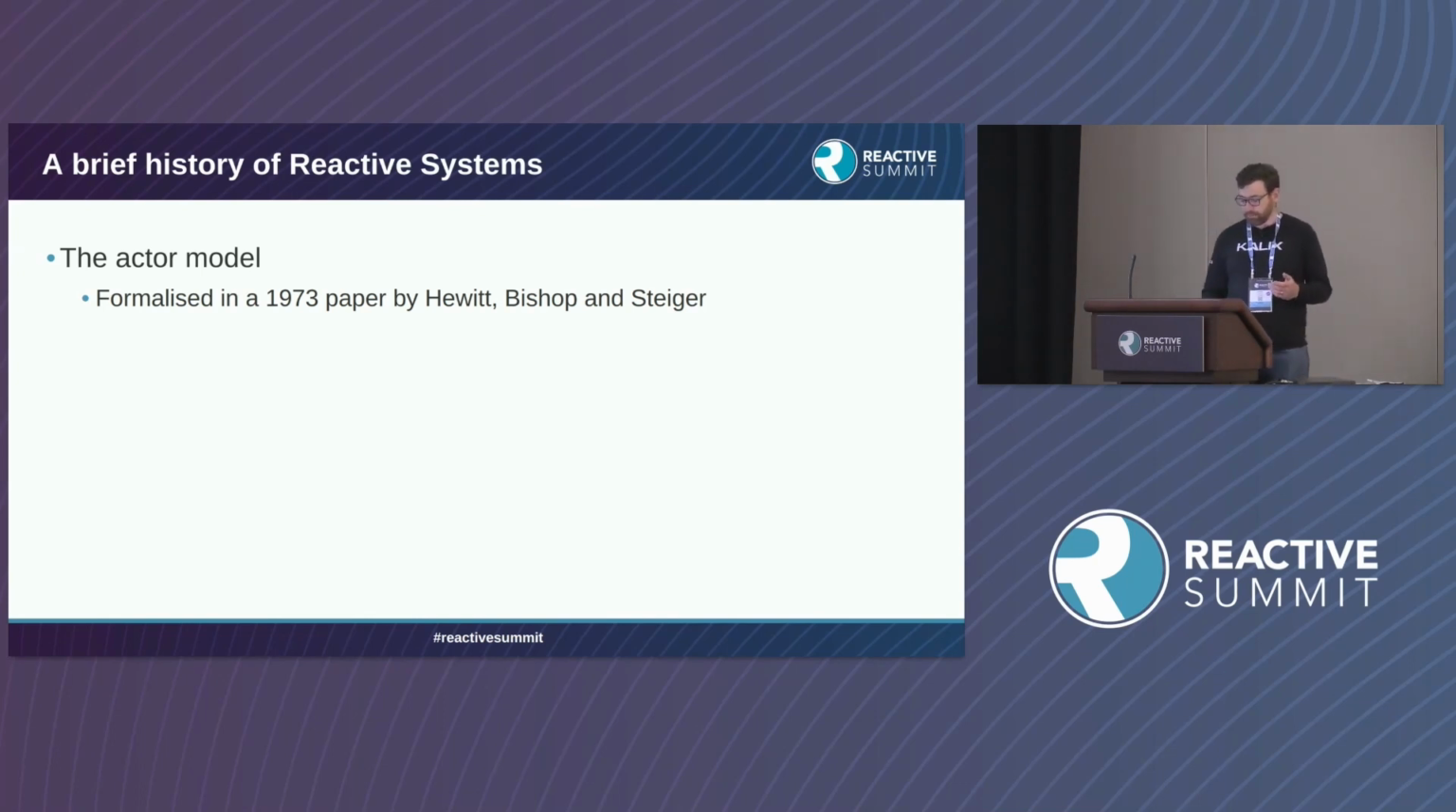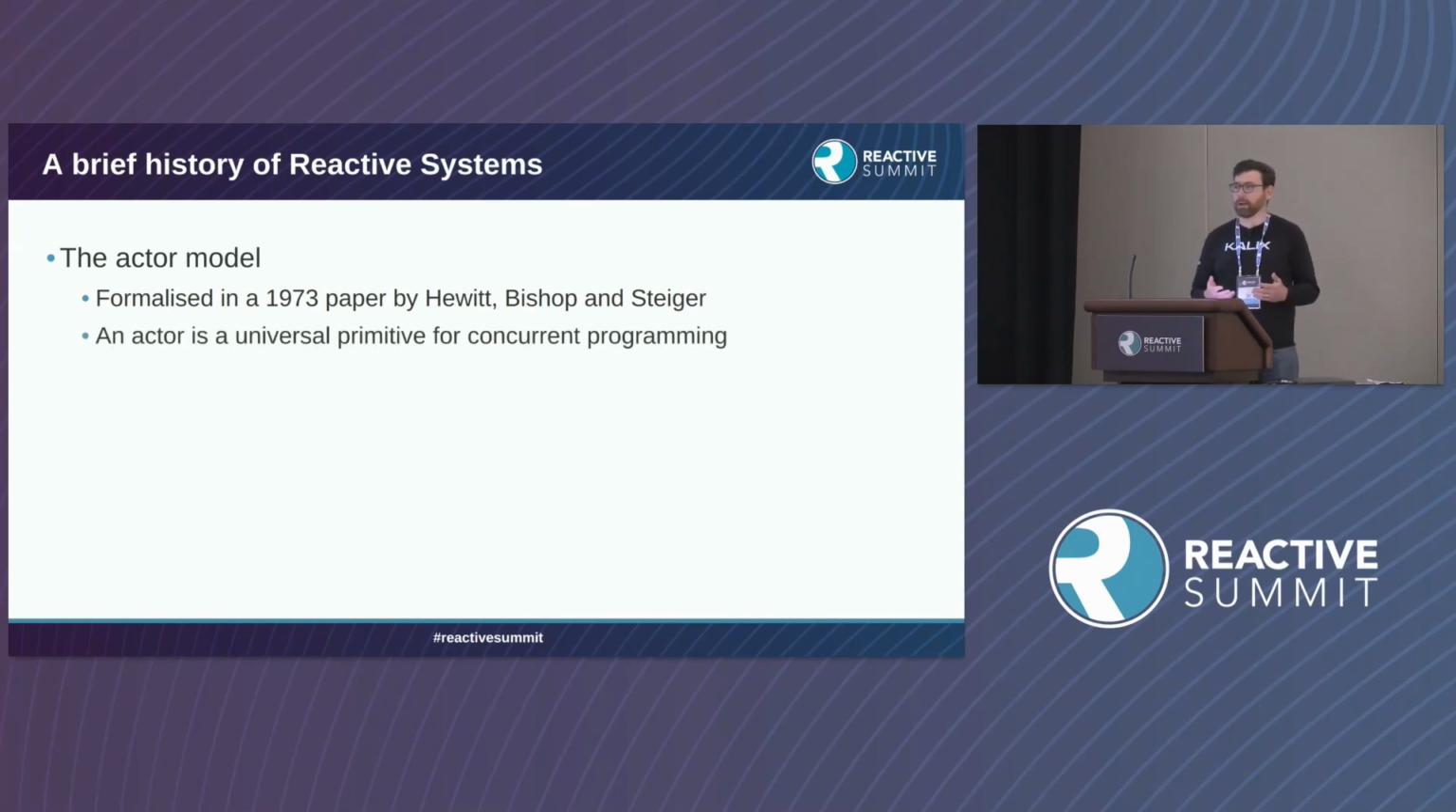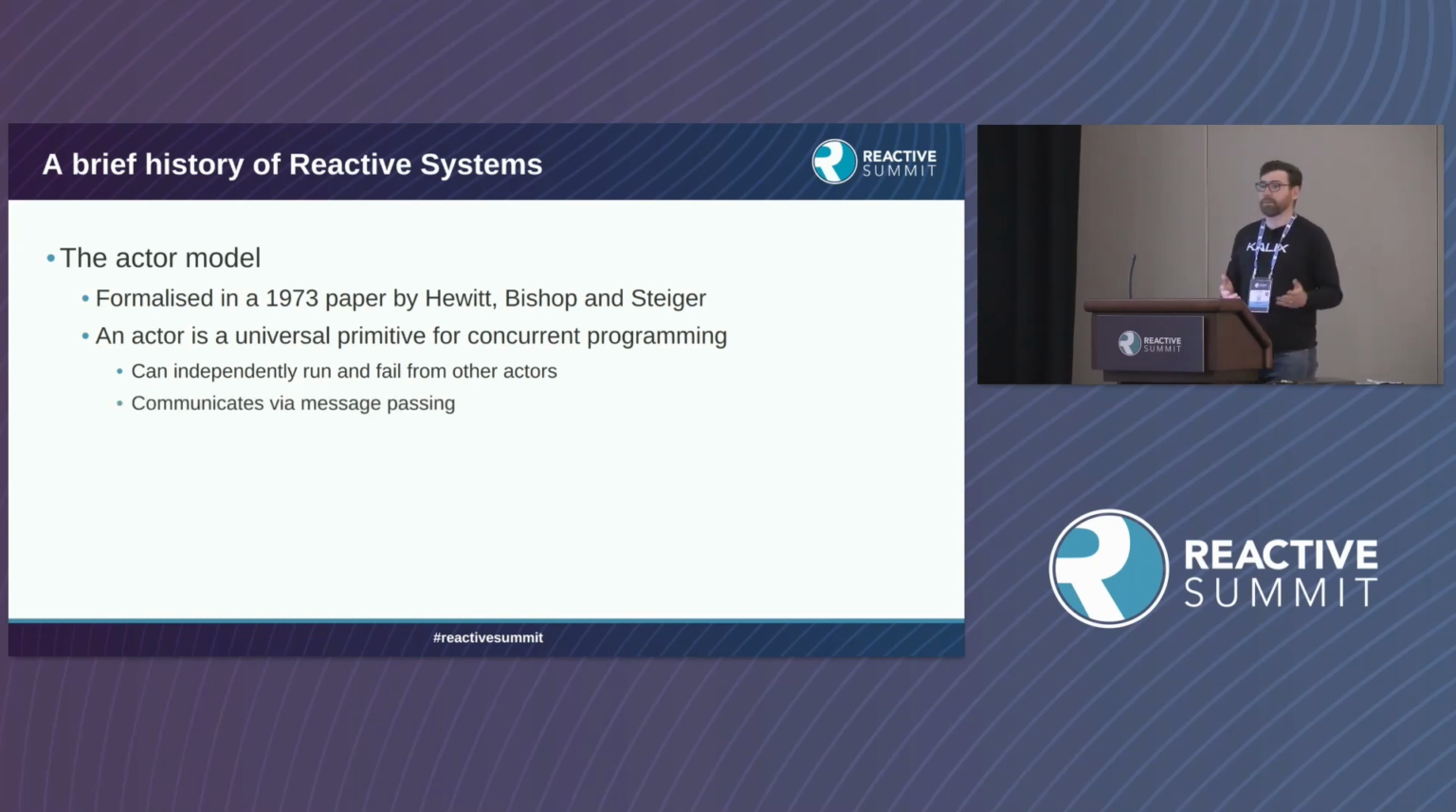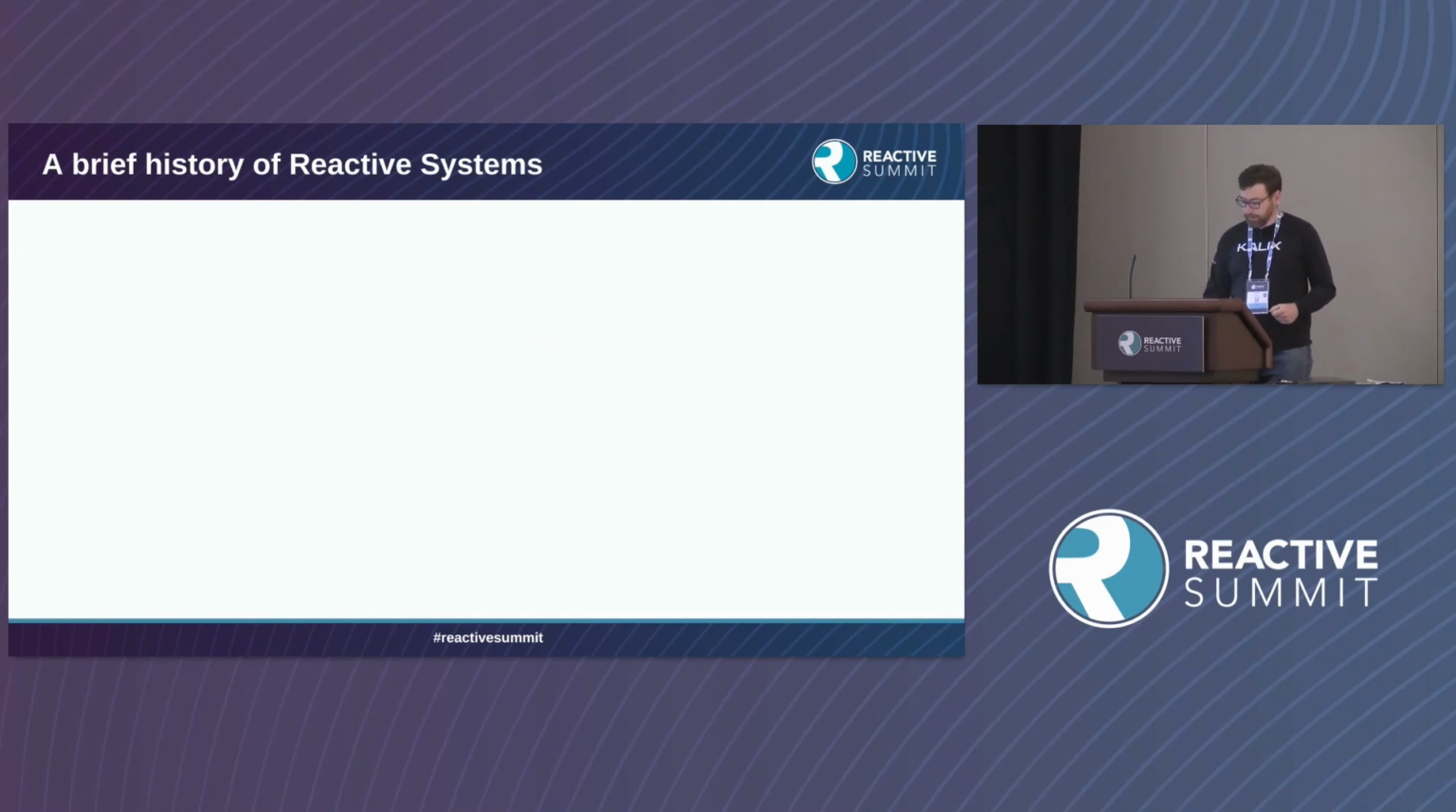And the idea is that you have this concept of an actor, which is a universal primitive for concurrent programming. So actors can run independently and fail independently from other actors. They communicate via message passing, which is what allows them to fail independently, because they're not dependent on each other running.